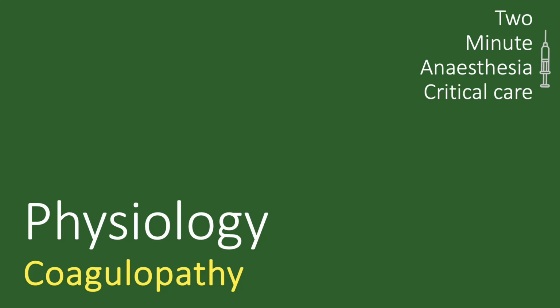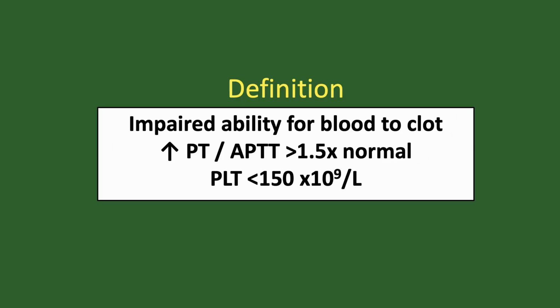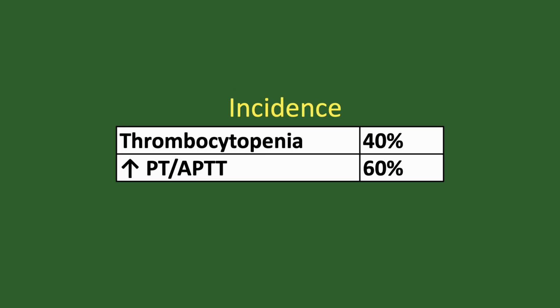Let's discuss coagulopathy. A coagulopathy is an abnormality of one or more haemostasis components, i.e. thrombocytopenia, an abnormally high PT, INR or APTT. Sometimes this term is used to represent both hypocoagulable and hypercoagulable states. The incidence of coagulopathy in critically unwell patients is high. Thrombocytopenia affects up to 40% of patients, and an abnormally high PT or APTT can affect up to 60%.